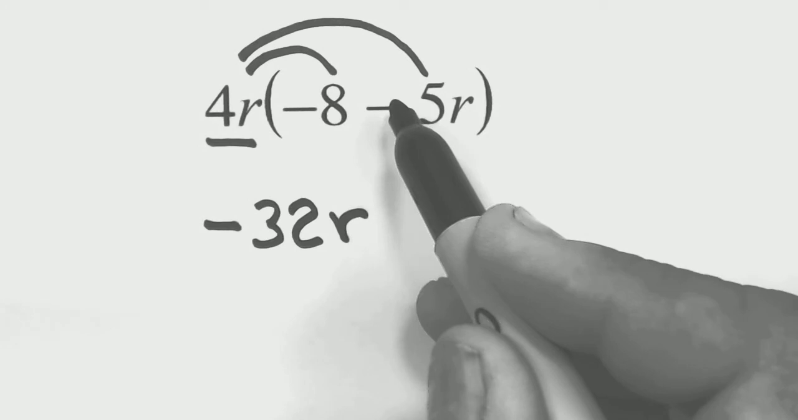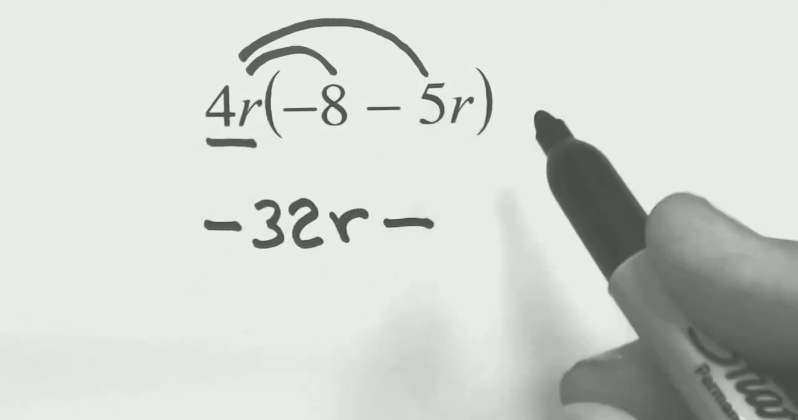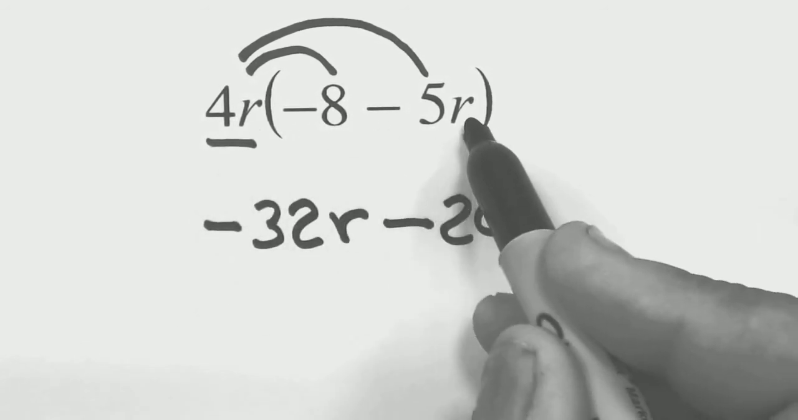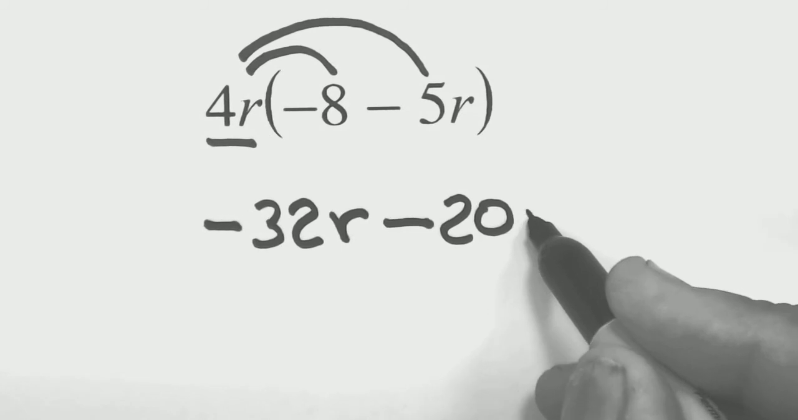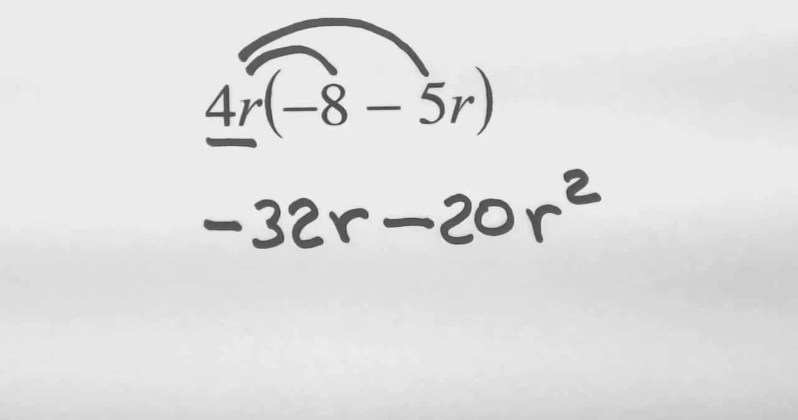Now, the second guy inside has a minus also, so there it is. 4 times 5 is 20, but this time we have an r in front and an r in here, so r times r gives me r squared. Okay, well, as I said, the distributive law is something that we're going to be using a lot, not only forward, but also reversing later on.